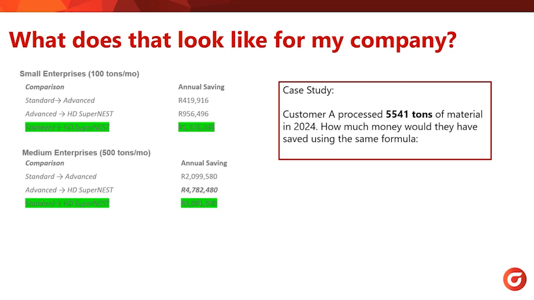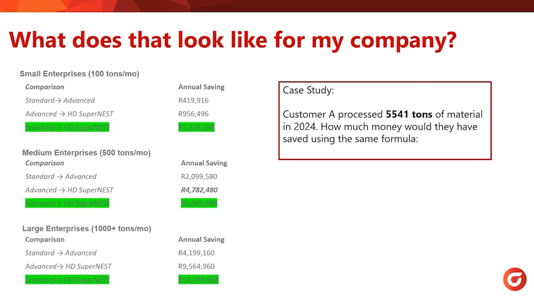Now we've done this for medium enterprises as well. So here you can see moving from a standard to an advanced nesting engine saved about 2 million Rand over the course of a year. Advanced to HD SuperNEST saved 4.7 million Rand over the course of a year. And a standard to HD SuperNEST saved a total of 6.8 million Rand over that period of a year.